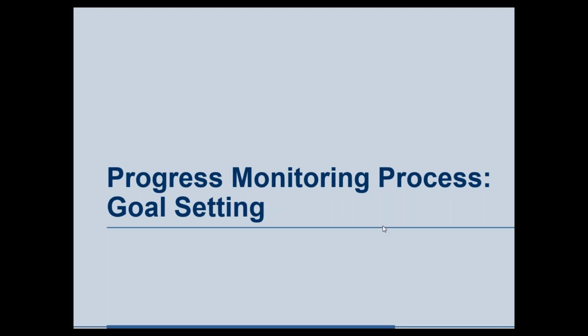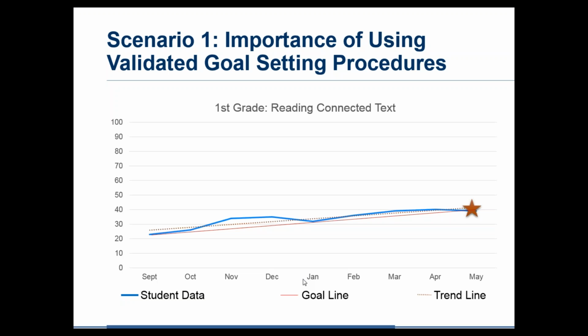In this section, we'll talk about the progress monitoring process, particularly about how to set good goals for progress monitoring. Setting valid goals is one of the most important progress monitoring procedures. If we do not have clear guidance for setting progress monitoring goals, student learning may be impacted. Look at this student's progress monitoring data.